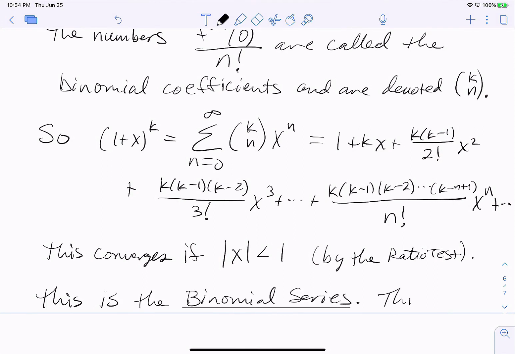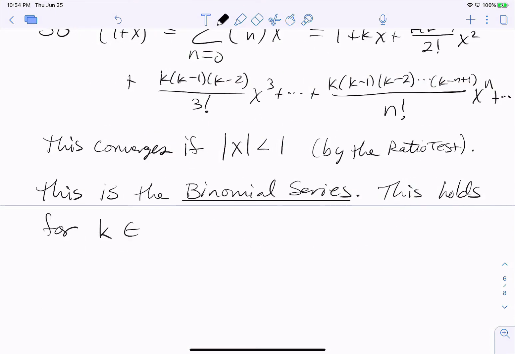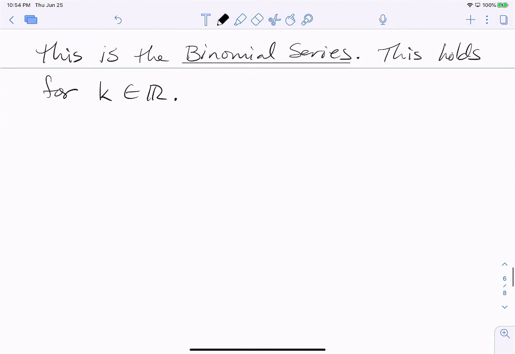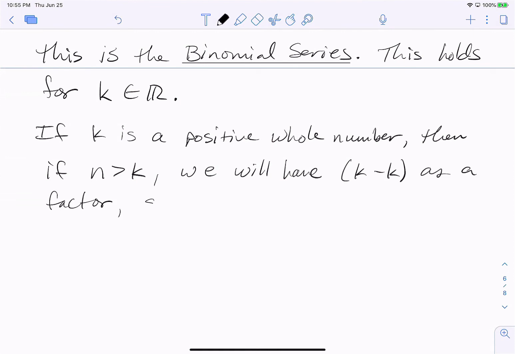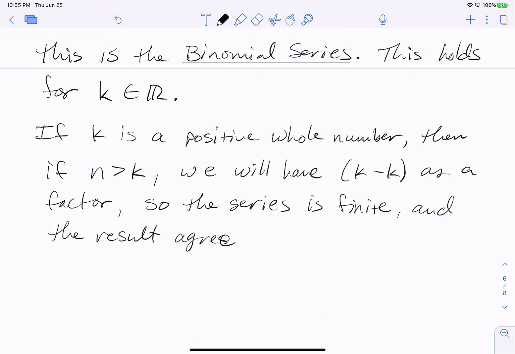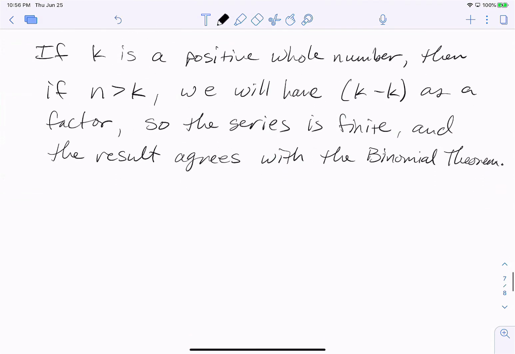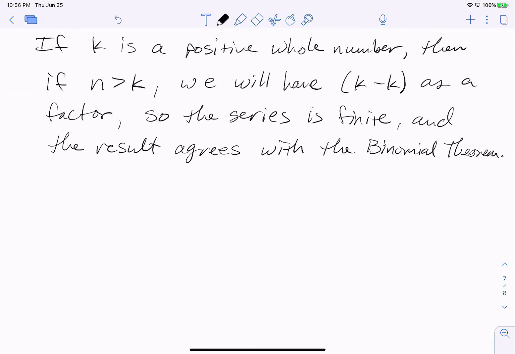This holds for all exponents k in the real numbers, not just whole numbers, not just rational numbers. If, however, k is a positive whole number, then if n is greater than k, at some point we'll have k minus k as a factor. So the series will be finite. And the result agrees with the binomial theorem, the one that you would have seen when you saw Pascal's triangle in a way previous class. Maybe not too way previous, but in a previous class anyway.